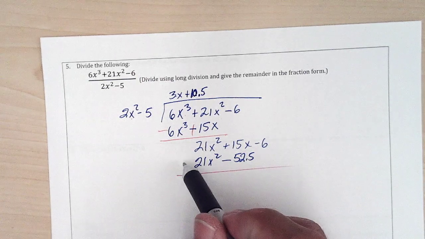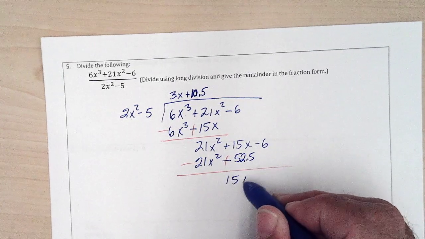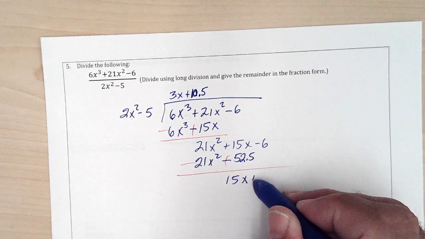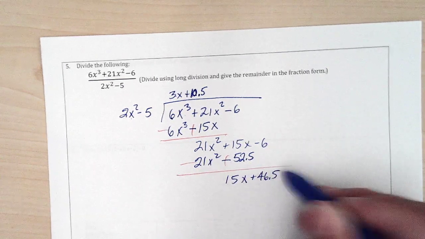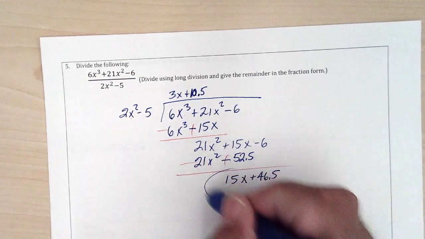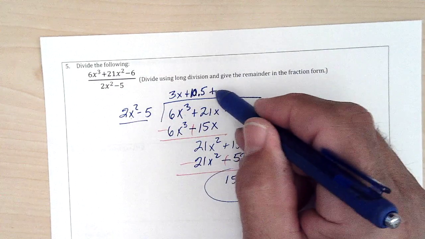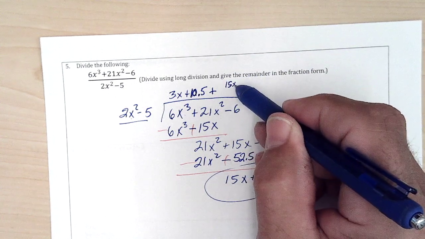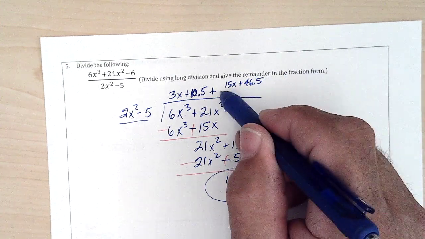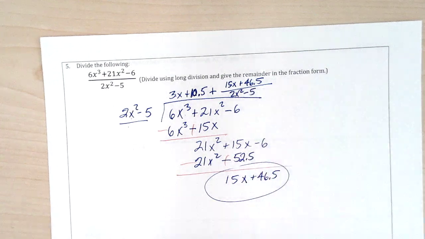Draw the line, change the signs, add, and I get 15x minus 6 plus 52 is plus 46.5. X squareds won't go into this, so this is my remainder, and my remainder goes over what I was dividing by. So I get plus 15x plus 46.5 divided by 2x squared minus 5.